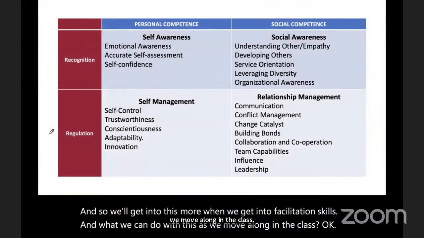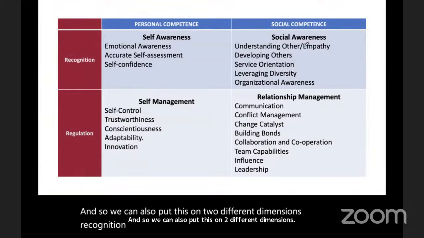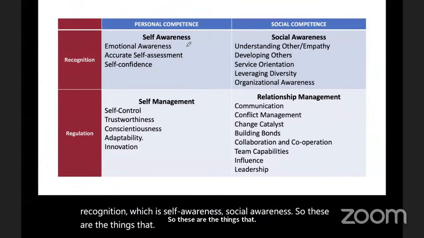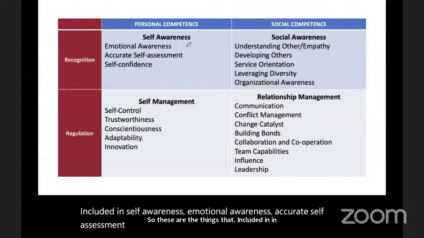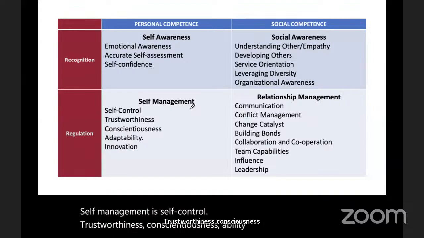And so we can also put this on two different dimensions: recognition, which is self-awareness, social awareness. So these are the things that are included in self-awareness: emotional awareness, accurate self-assessment, and self-confidence. Self-management is self-control, trustworthiness, conscientiousness, ability to adapt to different situations, and innovation.